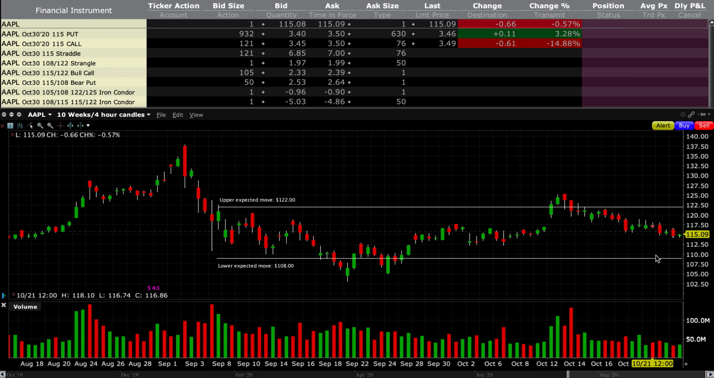Now again, this can be applied to any different ticker. It doesn't matter what the ticker is. You need to use the same methodology, right? Price out the straddle for the expected upper and lower moves, right?